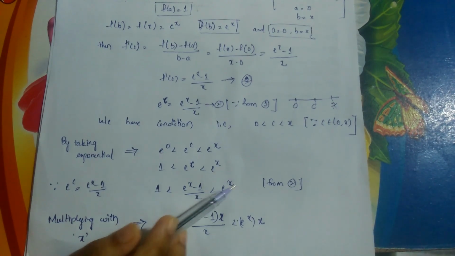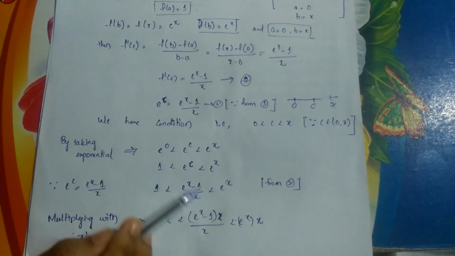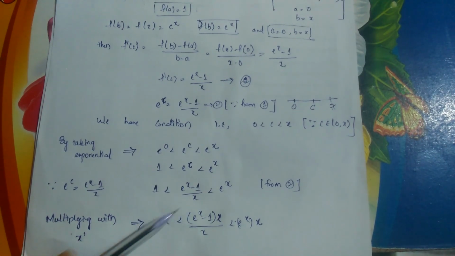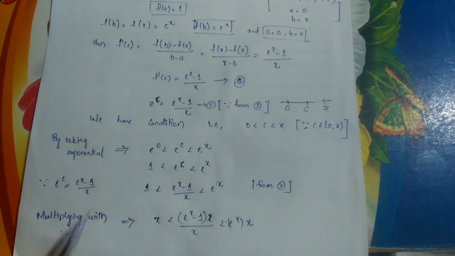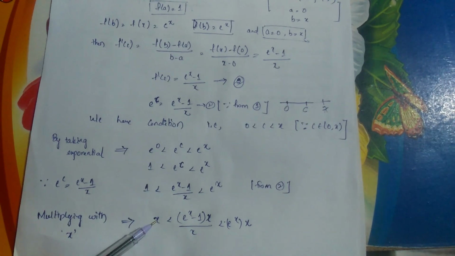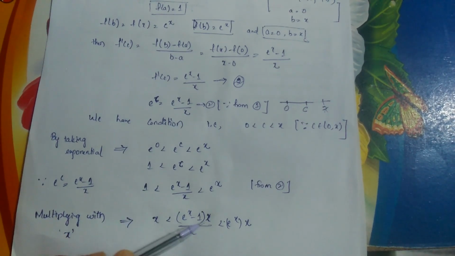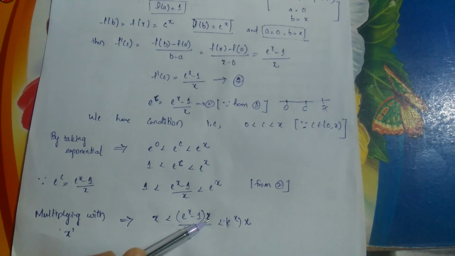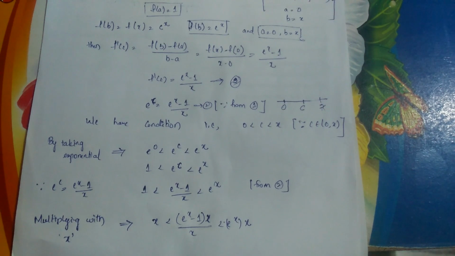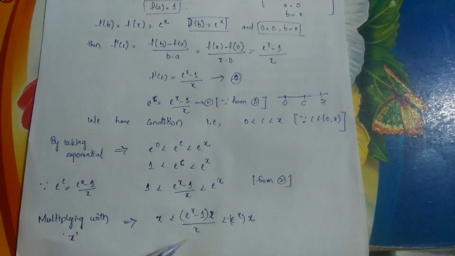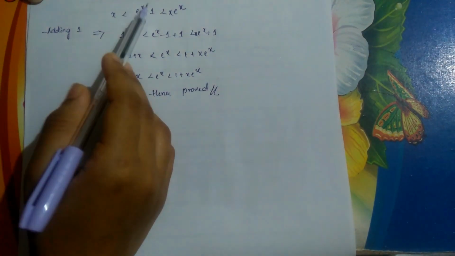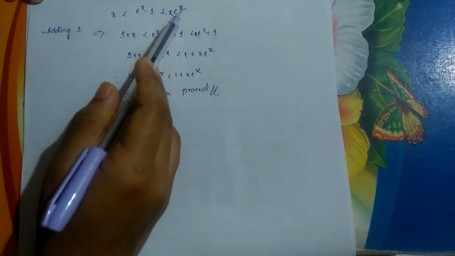In between we have to bring back e power x, so we have to eliminate the minus 1 and the division by x. So when we multiply all these terms by x, x into 1 is x, in the middle it multiplies with x, (e power x minus 1) into x by x, less than e power x into x. Then here x will get cancelled, so we get x less than e power x minus 1 less than x into e power x.